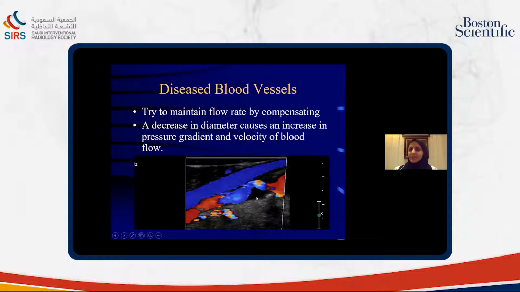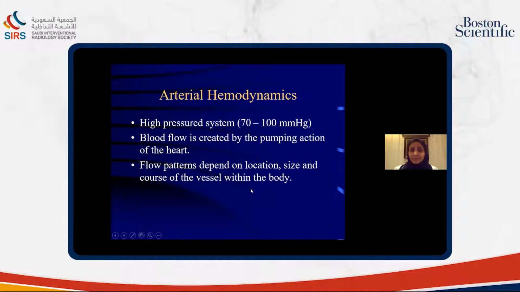So decrease in diameter causes an increase in pressure gradient. There is a difference: this is high and this is low. That's why the blood tries to compensate to the area with low pressure. And also velocity at the stenotic area is getting high. Arterial hemodynamics is a high pressure system, between 70 to 100 millimeters of mercury.